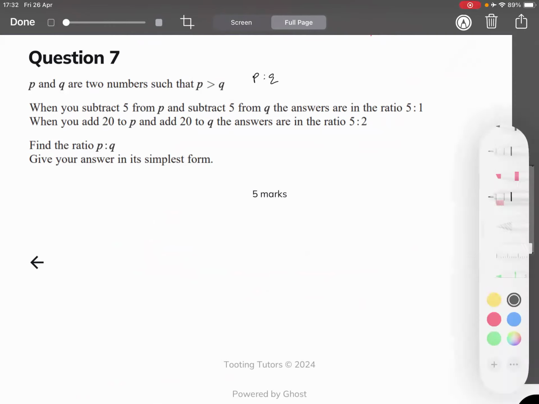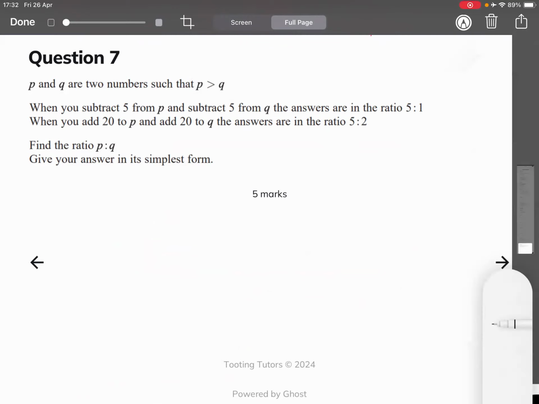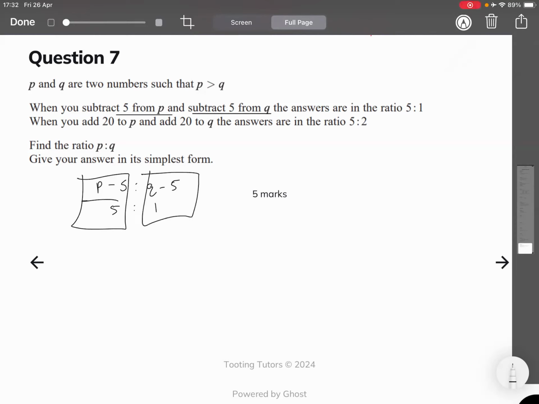But from the second sentence, we've got P minus 5 and Q minus 5. Because you subtract 5 from P and you subtract 5 from Q, and we get 5 to 1. Do you remember the step I showed to make that? We got two ratios into an equation. Yeah, the window thing. So what's my equation going to be? P minus 5 over 5 equals Q minus 5 over 1.